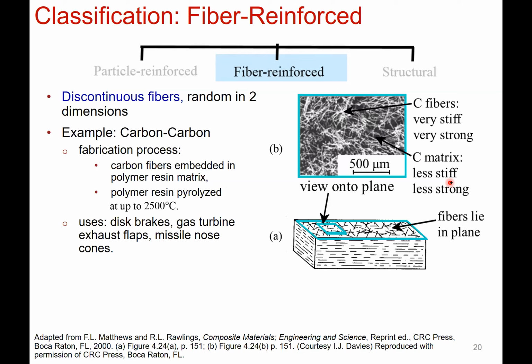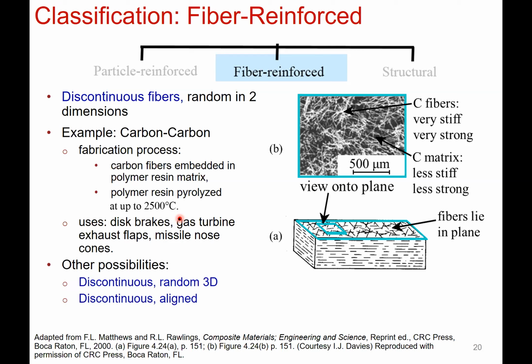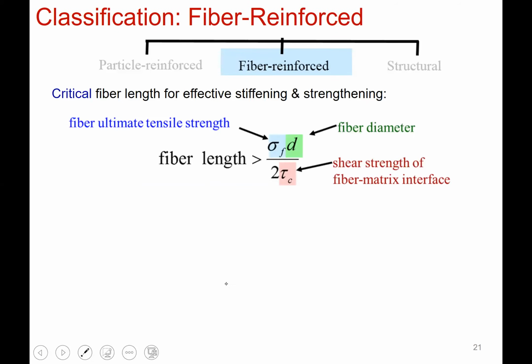The applications that utilize this sort of carbon-carbon composite are disc brakes, gas turbine exhaust traps, missile nose cones even. So there's quite a bit of usage for discontinuous fibers that are randomly oriented. And of course, here we see an example of the 2D alignment, but you can also have random in 3D as well. And they can also be aligned.